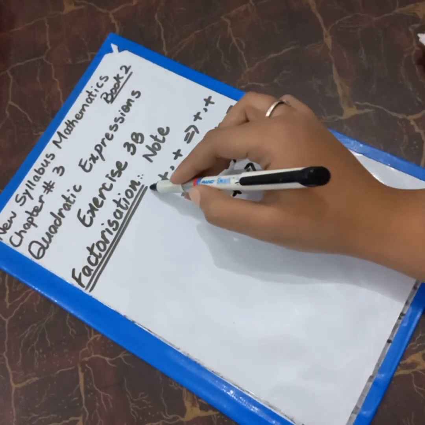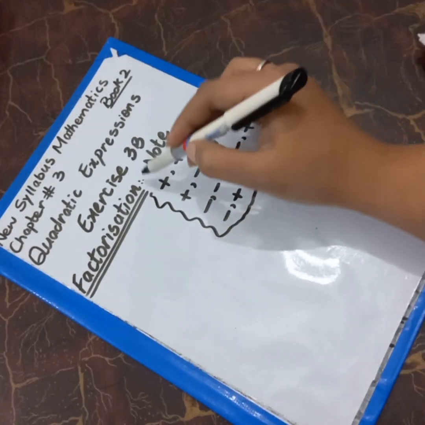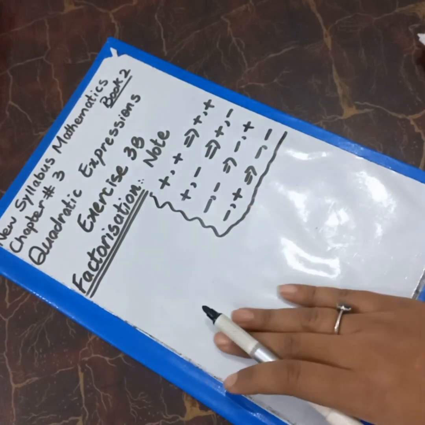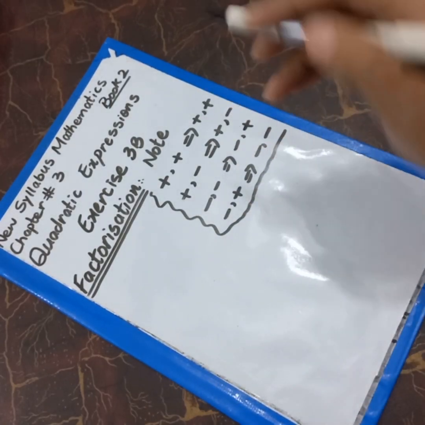If you follow these rules which I told you now, there will be no chance of mistake in your question of midterm breaking or of factorization. So I prefer that you should follow these rules which I have told you now.